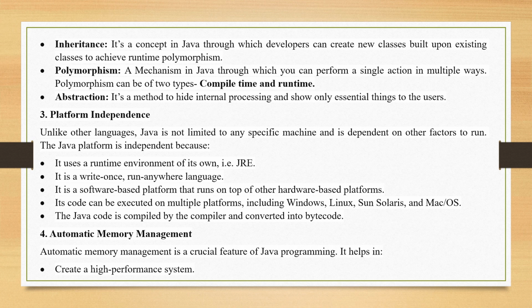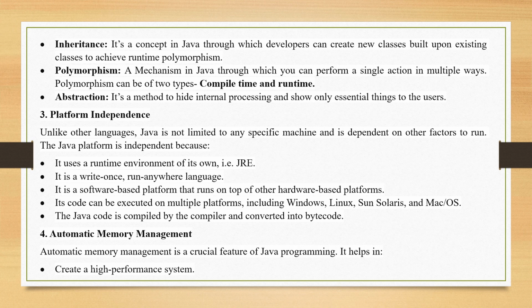Then inheritance, it is a concept of Java through which developers can create a new class built upon an existing class to achieve runtime polymorphism. Then polymorphism, a mechanism in Java through which you can perform a single action in multiple ways. Polymorphism can be of two types, compile time and runtime. And finally, abstraction. It is a method to hide internal processing and show only essential things to the users. These are the concepts we'll see elaborately in the upcoming slides.